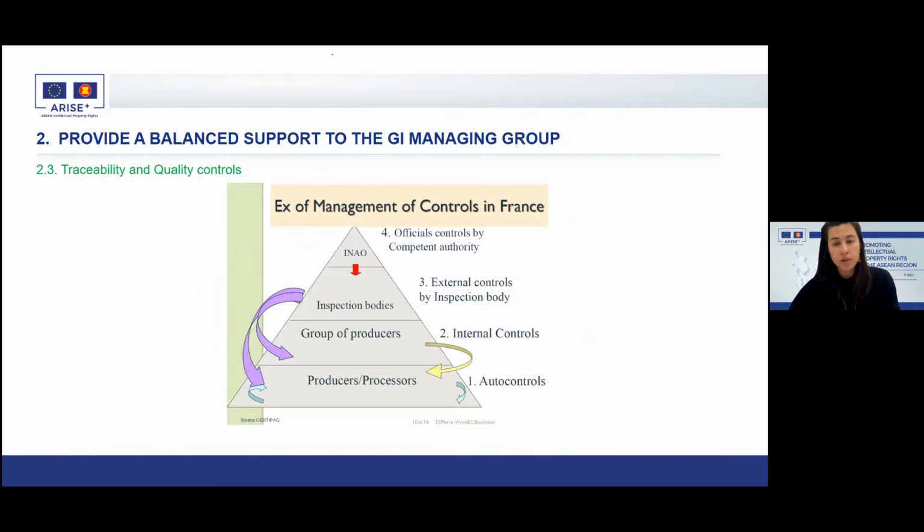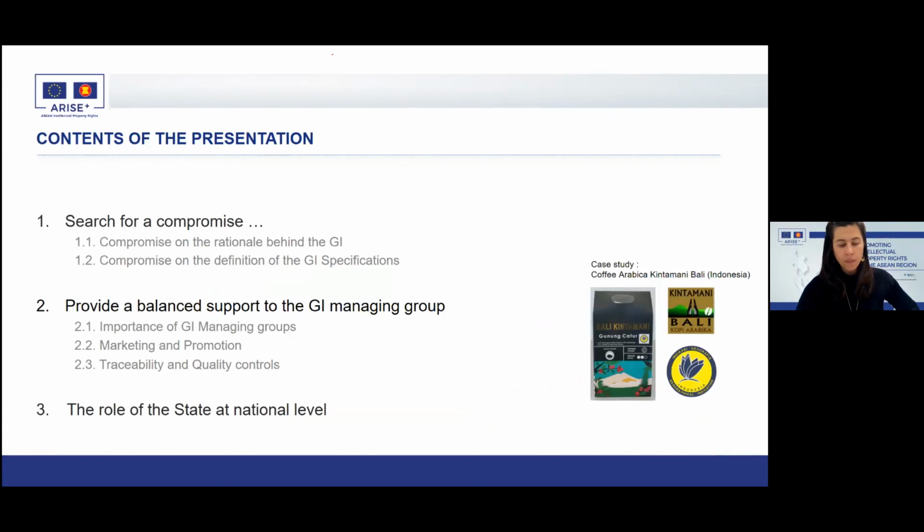In France, it's very similar. We can see the same pyramid, but here in France, since a few years, we have the obligation of external control, which should be done by an inspection body. It's an independent external body. The last recommendations are for the state at national level, and they will be very quick recommendations, as this presentation is more oriented to local GI practitioners.